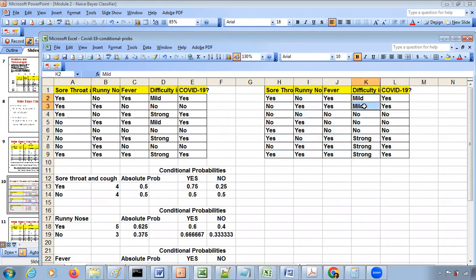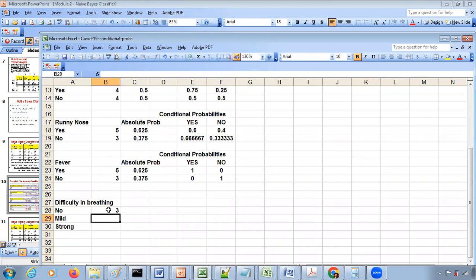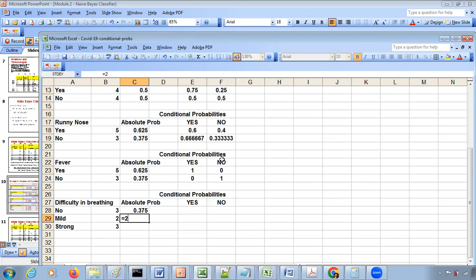So there are 2 mild cases, 3 no, and 3 strong. So 3 no, 2 mild, and 3 strong. And the absolute probabilities are going to be this 3 divided by 8. So 3 of the 8 cases or records overall have no as the value for difficulty in breathing, then 2 over 8, then 3 over 8.